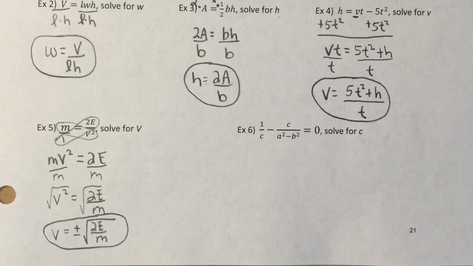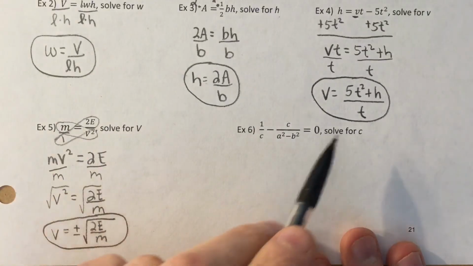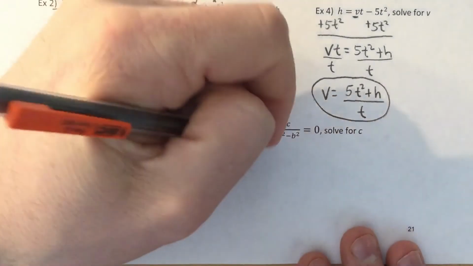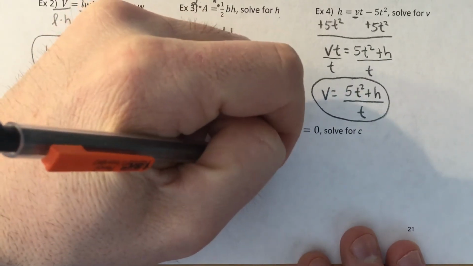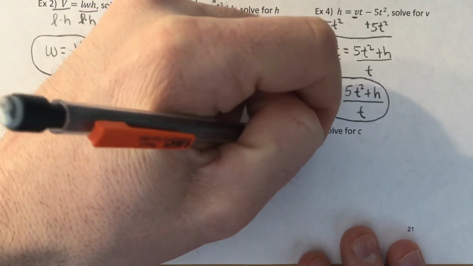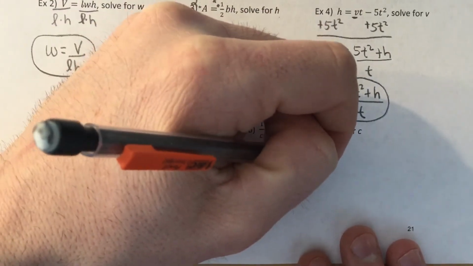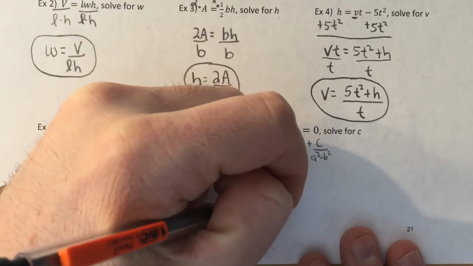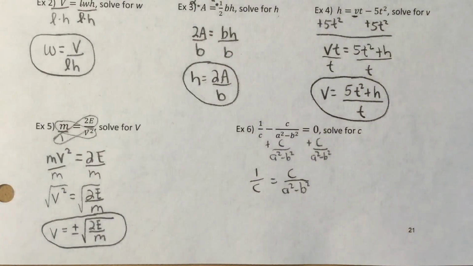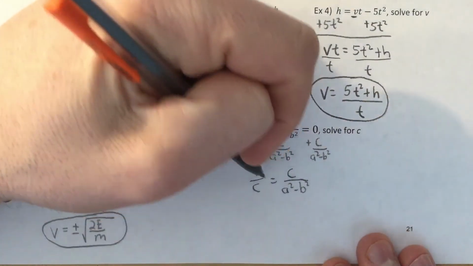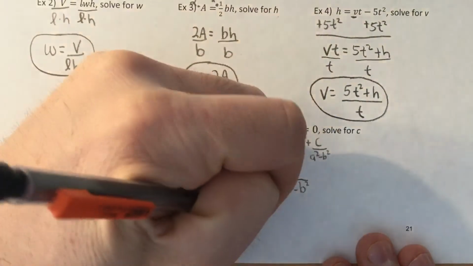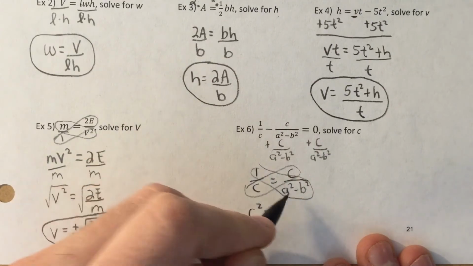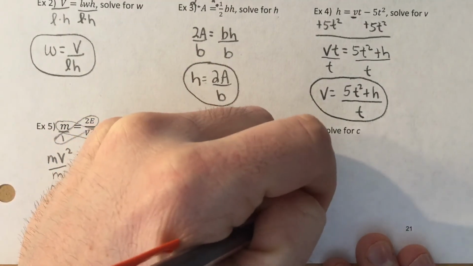All right, for number 6, I'm going to solve for c here. And I want the fraction to equal the fraction, so I'm actually going to move this whole thing over to the other side so that I get the fraction equal to the fraction. So I would have 1 over c equals c over a squared minus b squared. And so now I have a fraction equal to a fraction where I can cross multiply. So I'm going to multiply diagonally this way, which is c times c squared equals, multiplying diagonally this way, 1 times a squared minus b squared.